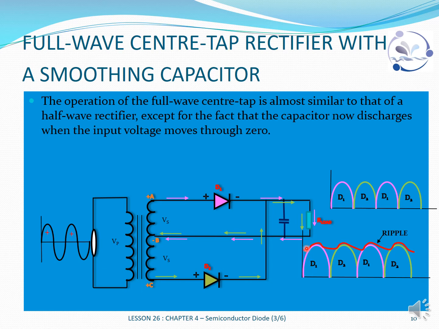So here is our ripple. It is going to actually look a bit less as compared to that of the half wave, and the time for discharging obviously is going to be less than that of the half wave rectifier.